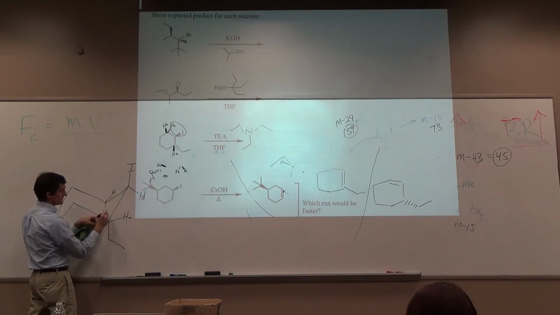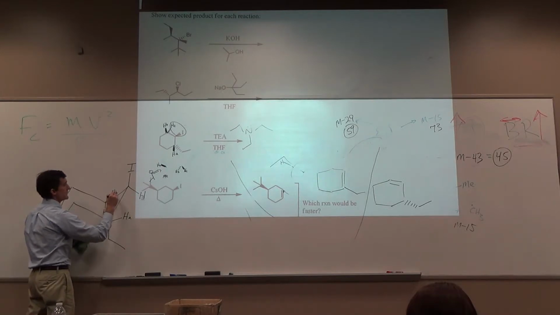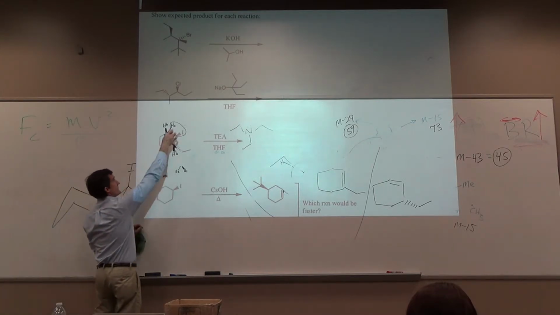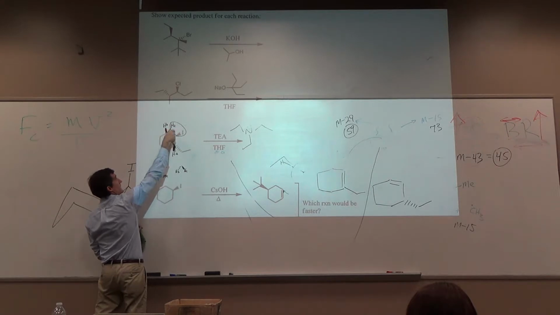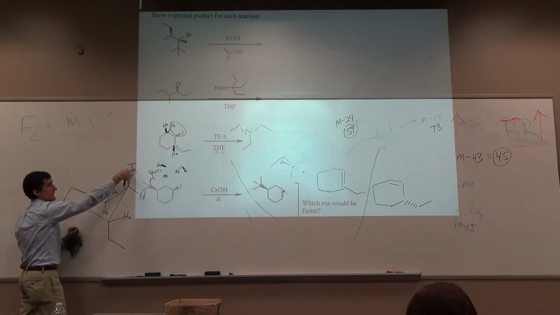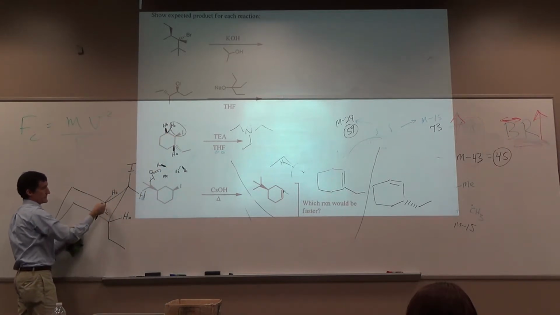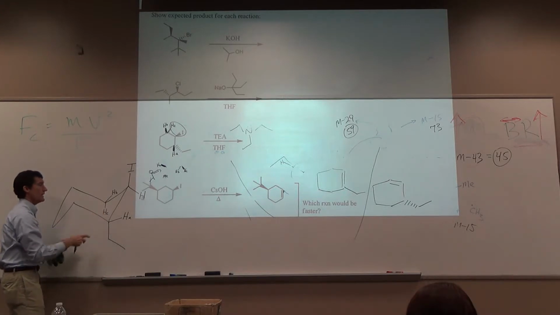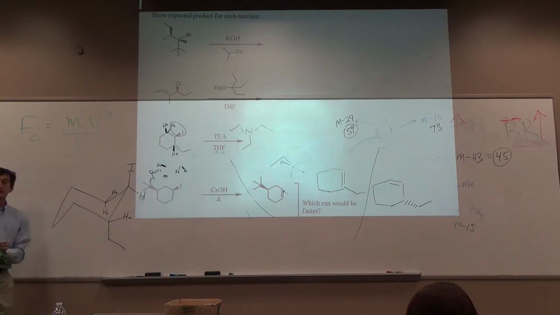C. Somebody? C. And that's B. Because C and iodide are trans, right? Dashed and bold, trans. What's trans to straight up? Straight down. Okay? Of the two H's, which one is anti-periplanar or anti-coplanar to the iodine? That guy right there.